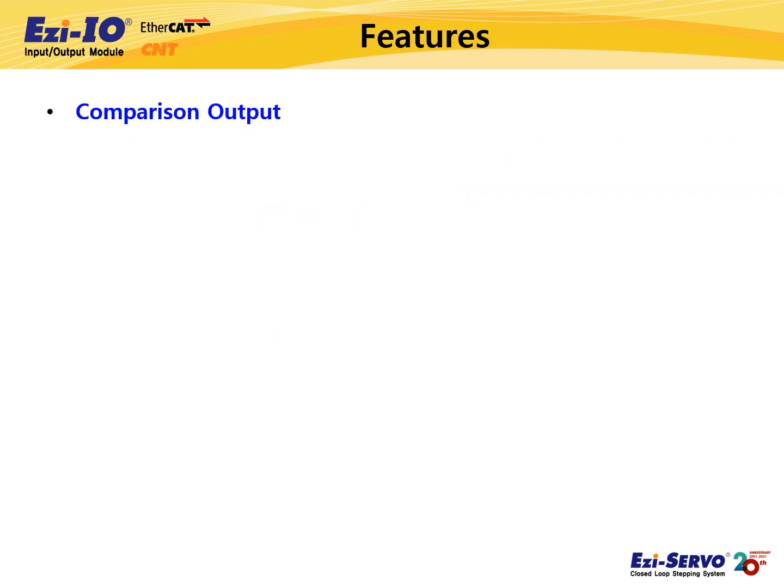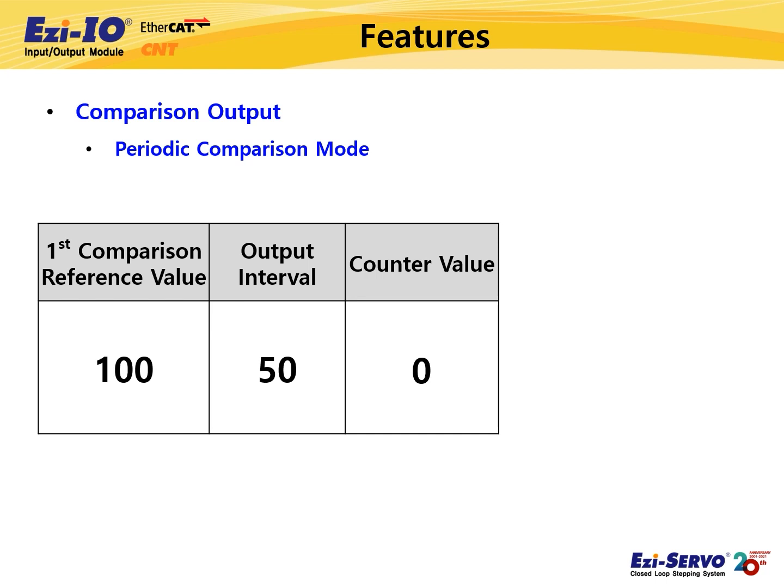Last function is comparison output. This function outputs a signal when the counter value matches the comparison reference value. Ezi-IO EtherCAT CNT provides two comparison output modes, periodic comparison mode and sequential comparison mode. I will explain about periodic comparison mode first.